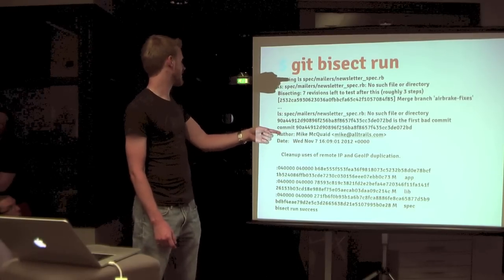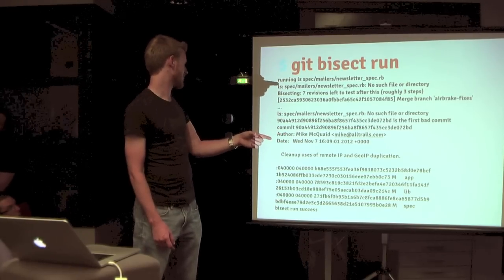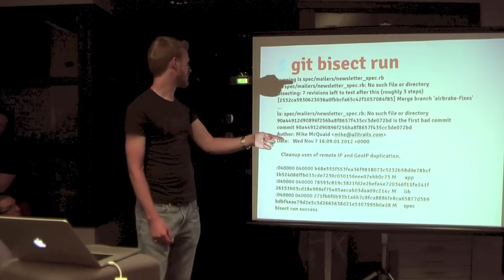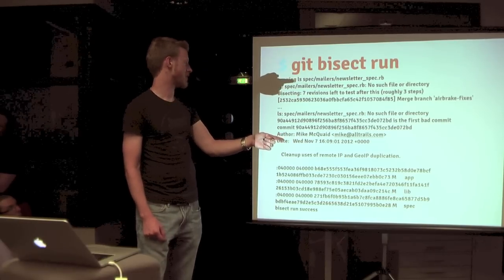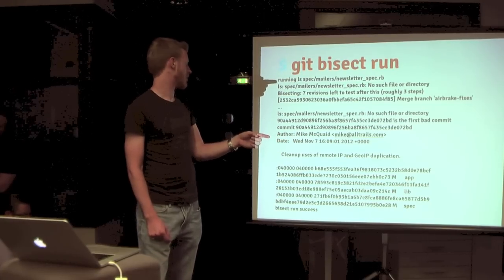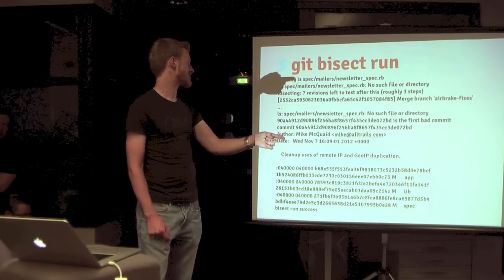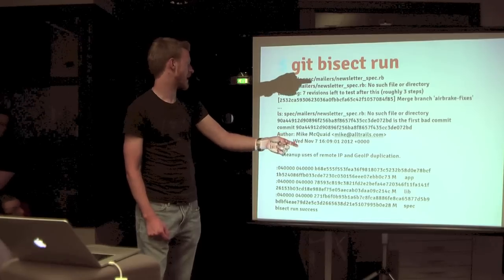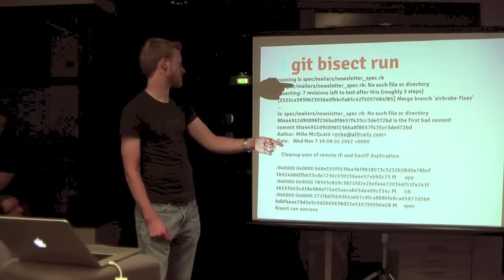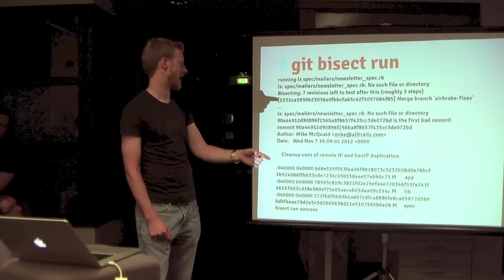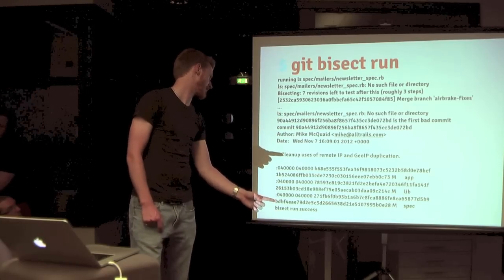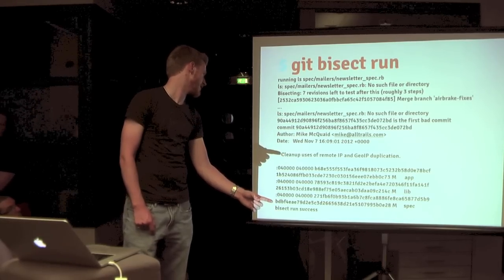So what I've done here is not actually running the test, because for some stupid reason I decided to pick a stupid example. In this case I'm trying to find the revision where this was introduced by, slightly arbitrarily, running ls. So I would do ls spec mailers newsletter spec.rb. So then it's going through and runs ls. No such file or directory, that's a bad exit code. So then it goes through here, and then it finds that this was the commit where I introduced that particular file.